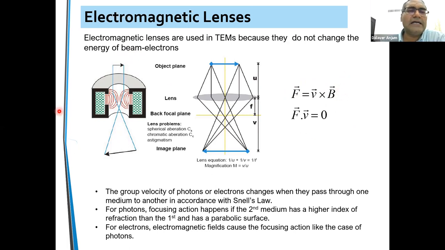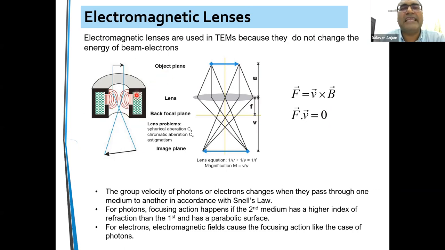So then you can ask, how do you make sure that electrons do not gain energy when they pass through the magnetic field? Well, here is the proof. You take the dot product of this force with their velocity, and the answer is zero, right? So that's exactly what we want. This is why electromagnetic lenses are very popular. Electrostatic lenses will not give you F dot v equal to zero, so they change the energy of the electrons when they pass through the lens.